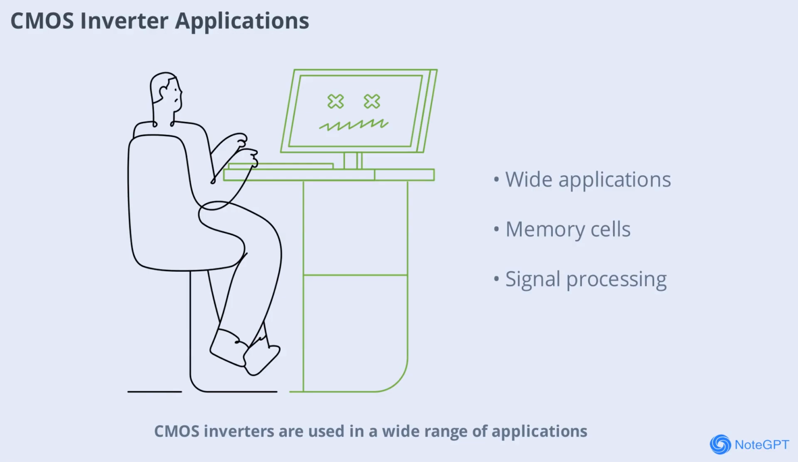CMOS inverters are used in a wide range of applications, from simple logic circuits to complex microprocessors. They are found in memory cells, clock circuits, and signal processing units. Their versatility and efficiency make them indispensable in modern electronics. We'll highlight some common applications and explain why CMOS inverters are so valuable.